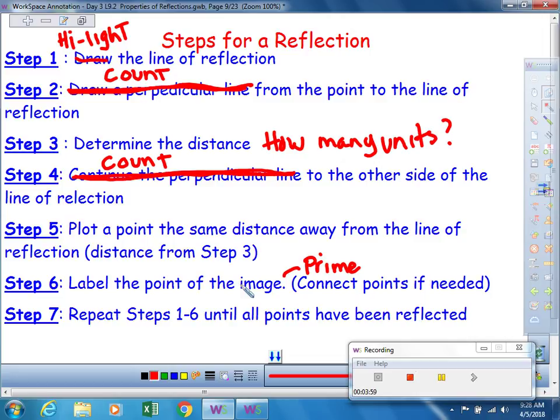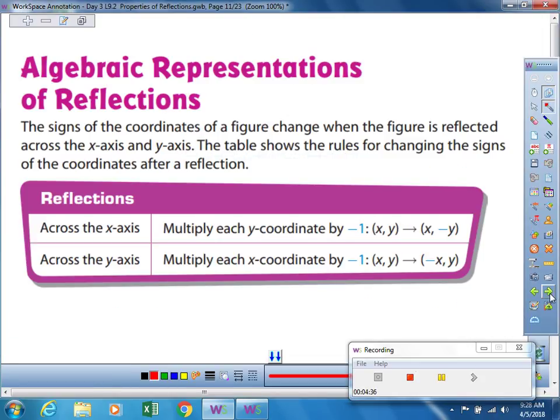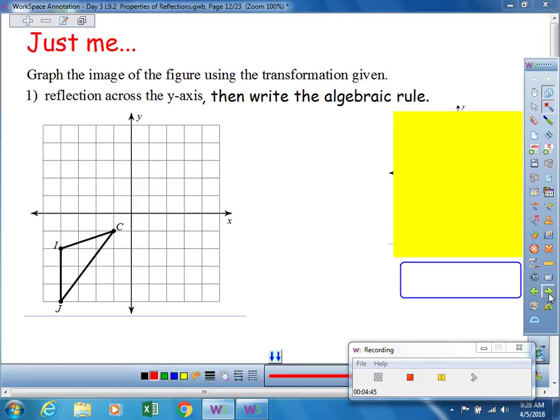So we're not going to draw that perpendicular line. We're just counting towards the line of reflection. But I do recommend highlighting, especially when we get to tomorrow. The biggest mistake I see is students going over the wrong line of reflection. So if you highlight it, it kind of forces you to go to that. And then you have this. This is the rule that we'll be talking about in a minute, the algebraic rule.